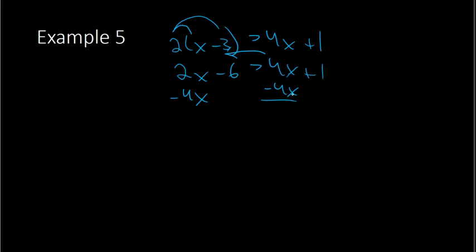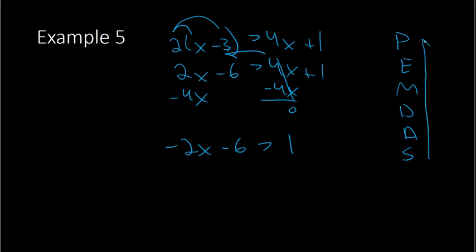Over here, that will give me 0. So I'm left with, on the right side, just the 1. And on the left side, we have 2x minus 4x, which is negative 2x. And then the minus 6 as well. So now from here, since x is on the same side, we can solve by doing reverse order of operations.